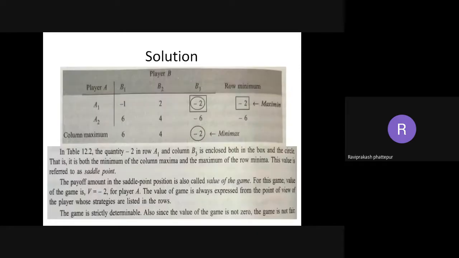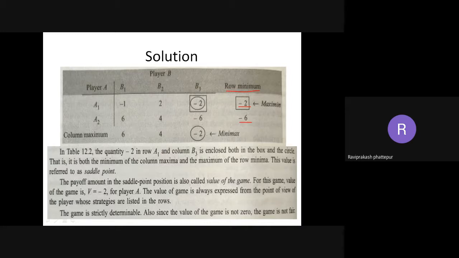Next, what is the solution here? First, row minimum. What is the minimum in the first row? -1, 2 and -2. Out of these, -2 is the lowest one, so we put -2 here. Then 6, 4, -6. What is the minimum value? It is -6. Then coming to columns.